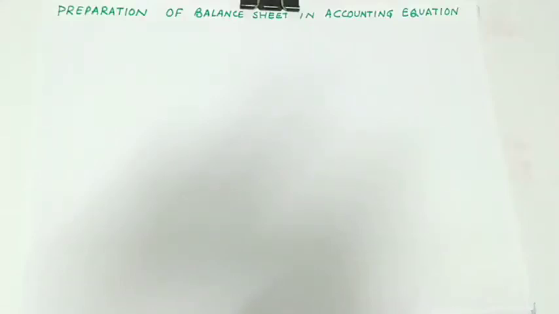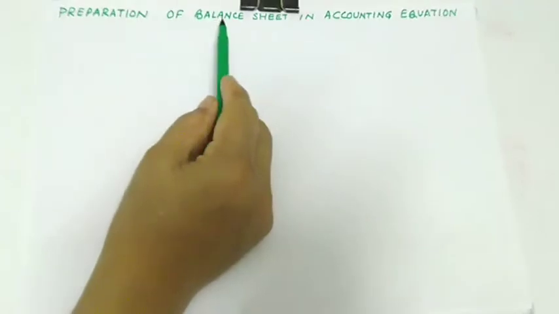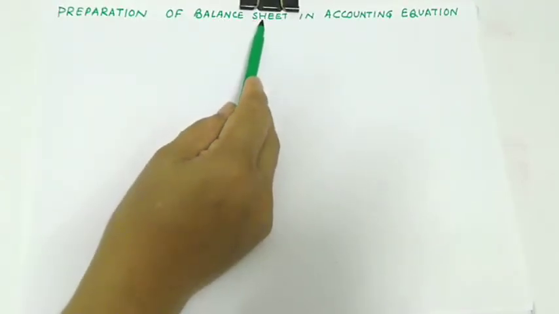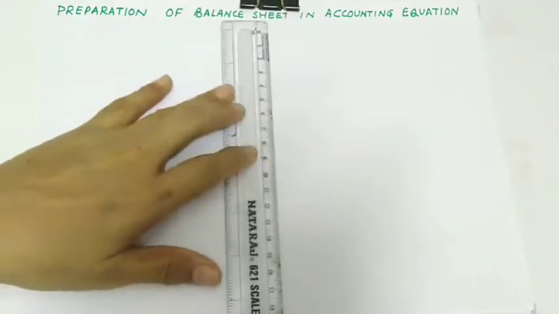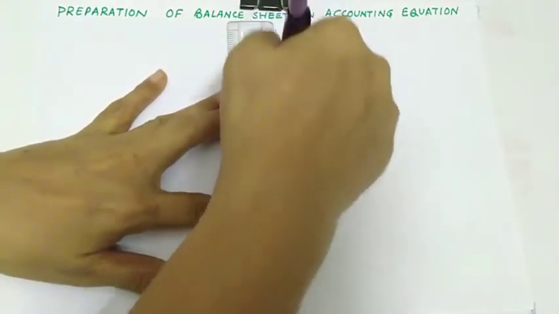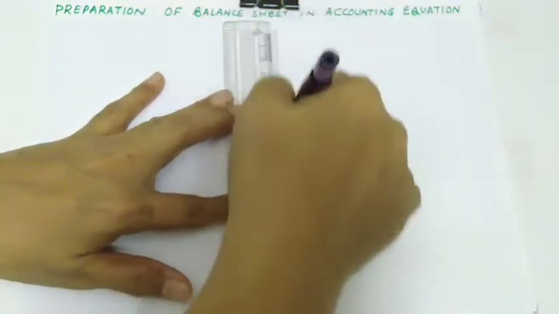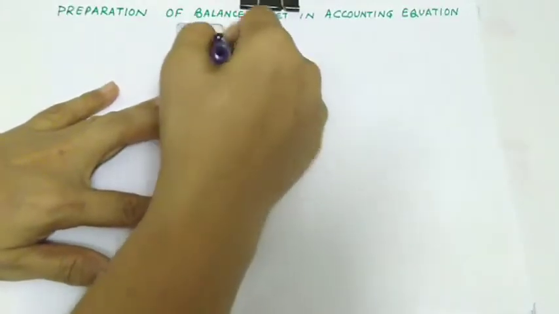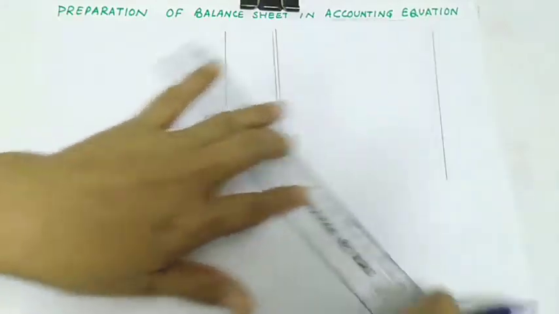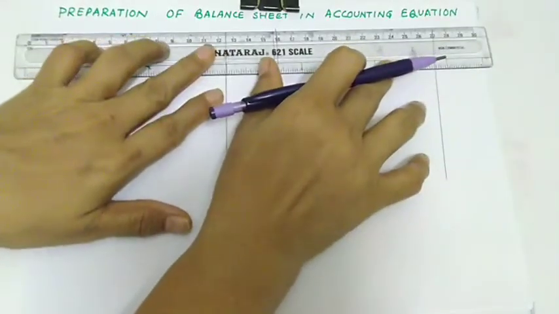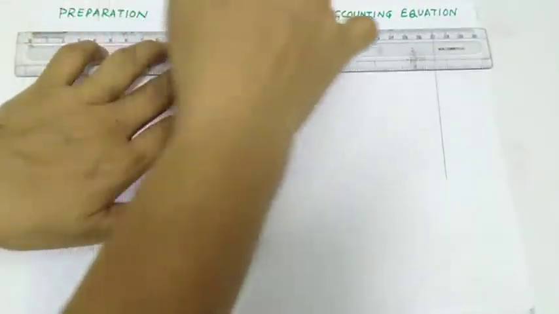In today's class, we'll be learning how to prepare the balance sheet in case of accounting equation. But before that, we must understand the meaning of balance sheet of the firm. So let me draw the format of the balance sheet. Then I'll be explaining to you the meaning of balance sheet. It is prepared in T format. This is known as T format.